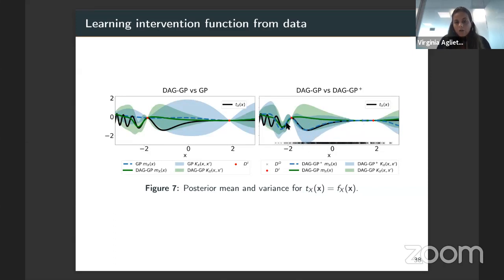So using a DAC-GP model with a causal prior allows you to recover almost exactly the true intervention function in all of these parts of the space, between -2 and 2, where you have observational data and interventional data. Obviously, you are still uncertain in these parts of the space, so before -2 and after 2, because you don't have any information there.